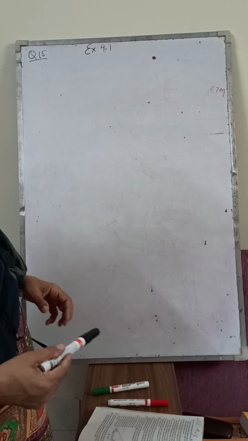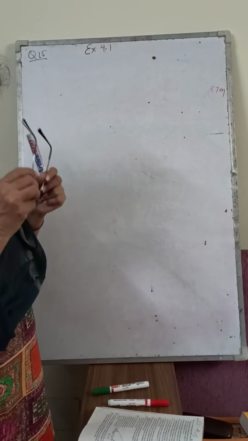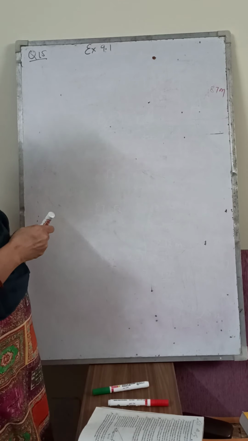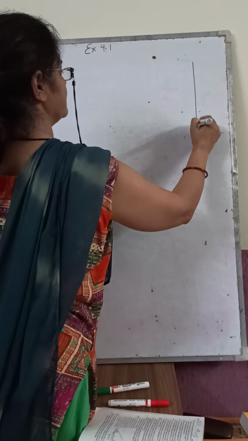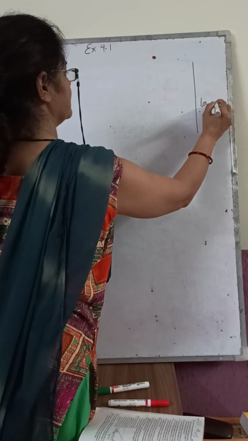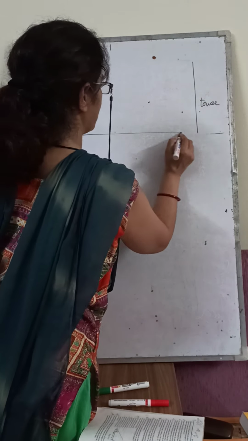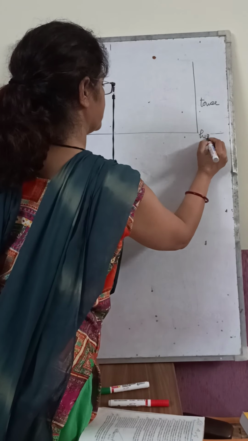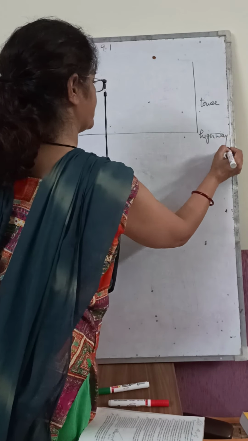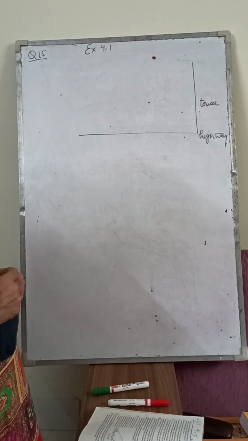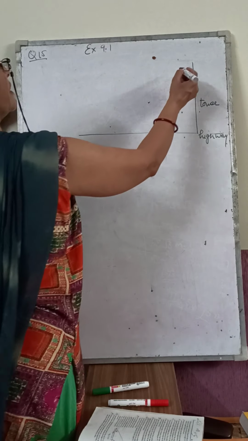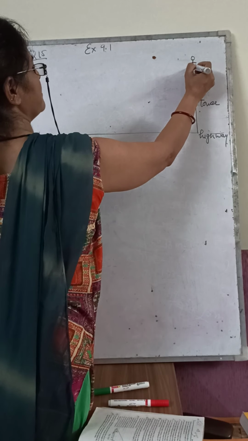Look at, a straight highway leads to the foot of the tower. Suppose this is tower and this is highway. Clear? A man is standing at the top of the tower.